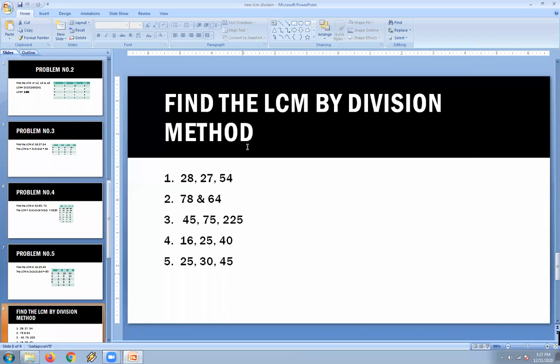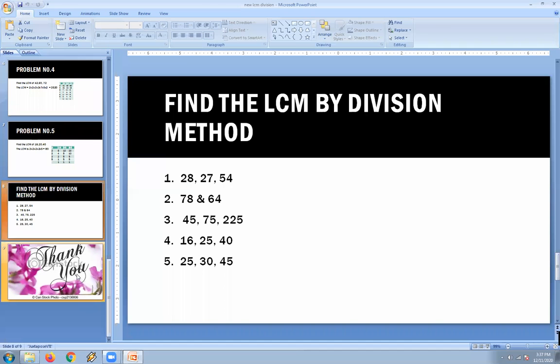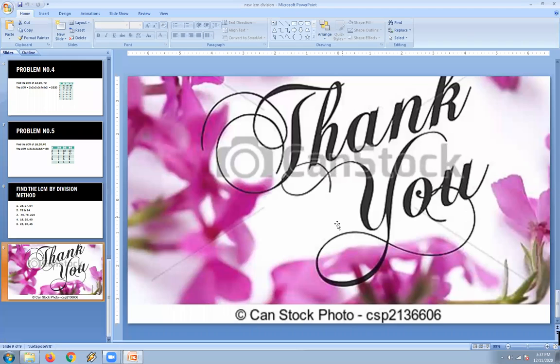See, these are the questions. So this is how you people have to calculate with the help of the division method. Have you followed how to calculate under the division method? Any doubt, ma'am? Yes, ma'am. Ma'am, you have given find the LCM by division method. Those 5 problems we have to solve in the book.